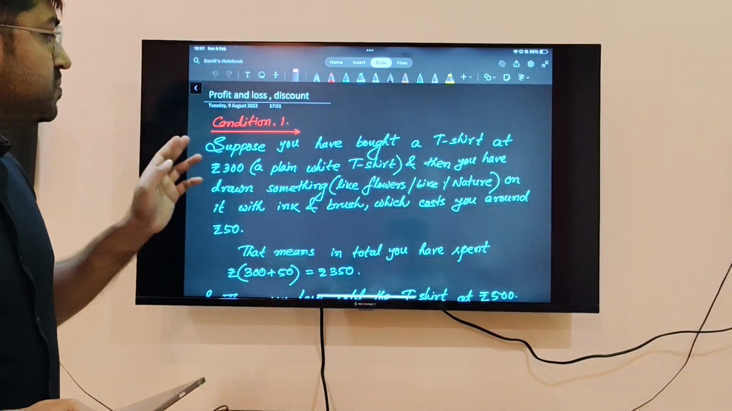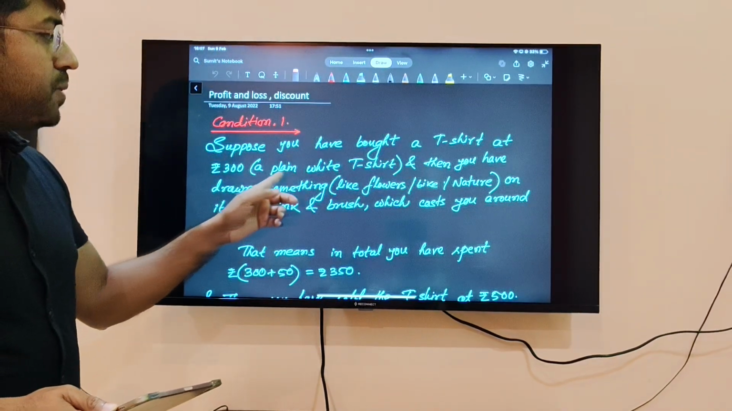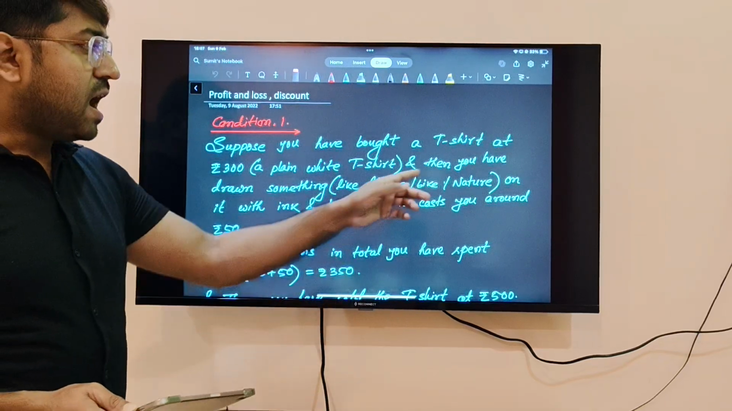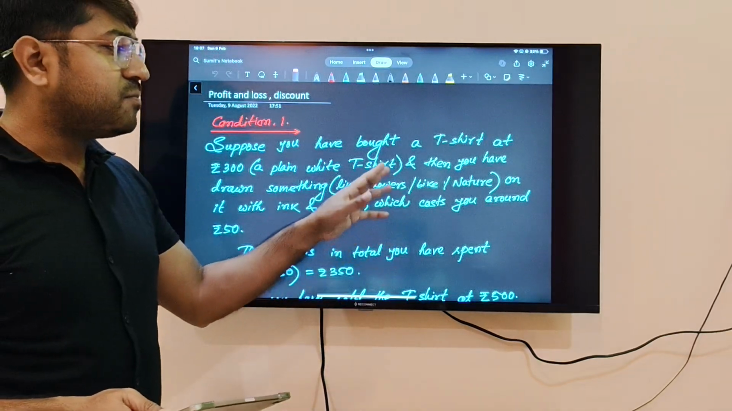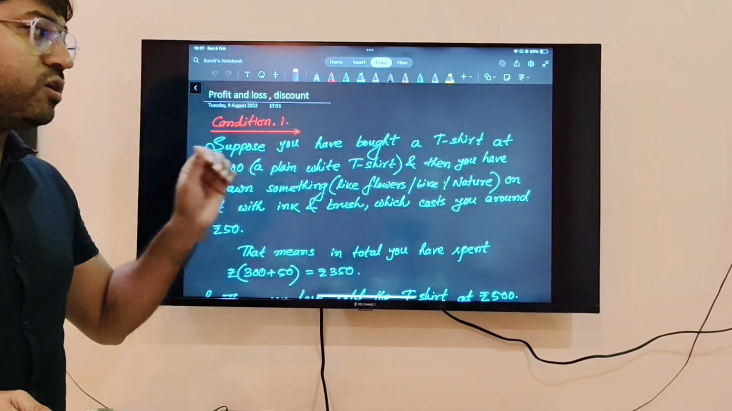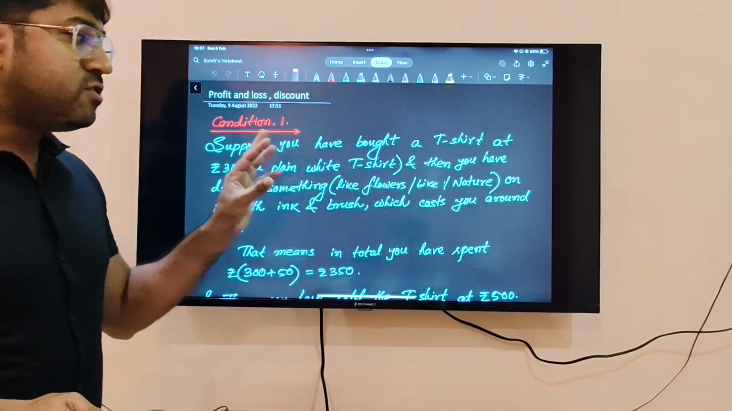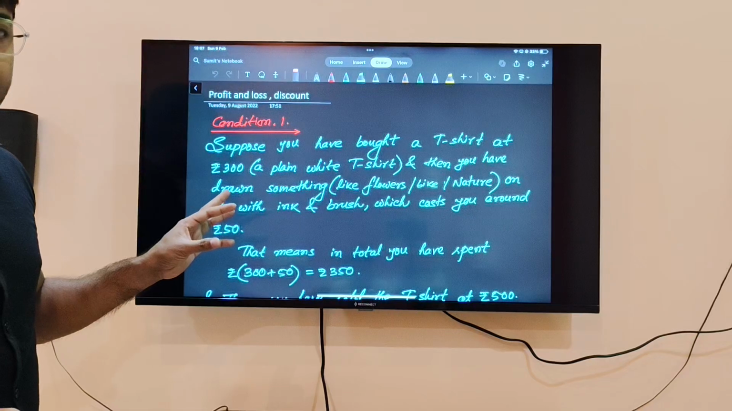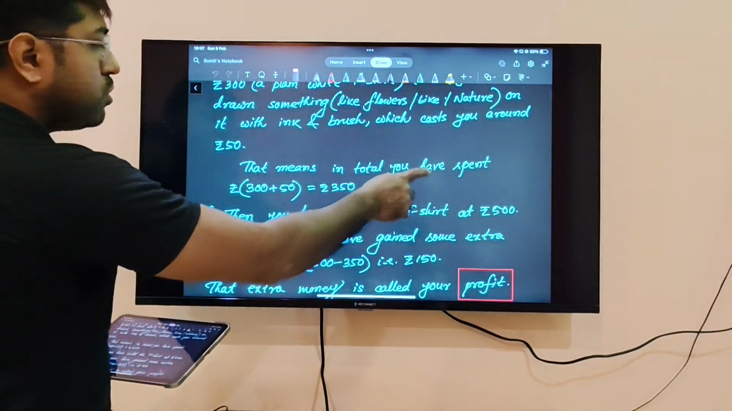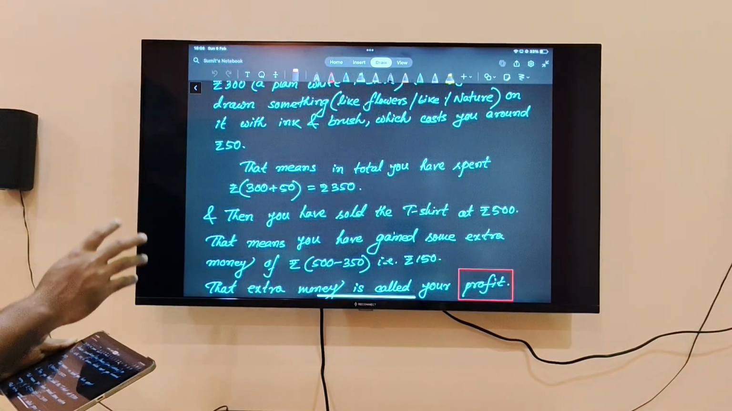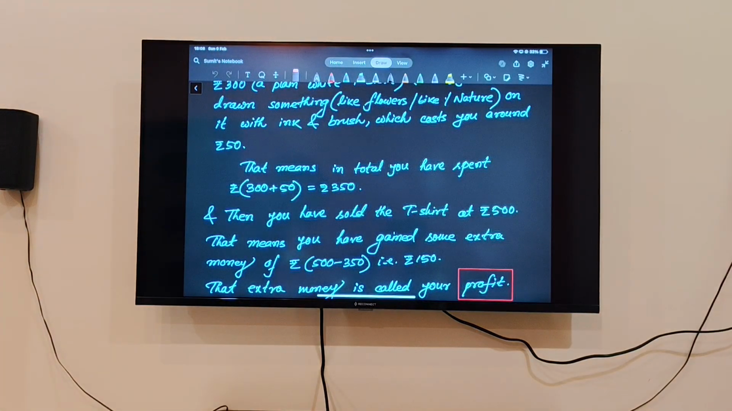The condition is, suppose you have bought a t-shirt at rupees 300, a plain white t-shirt. Then you have drawn something on it, like flowers, like a bike or nature, whatever you want, with an ink brush, which costs you around rupees 50, the ink and brush and all. That means in total you have spent rupees 350 all over.